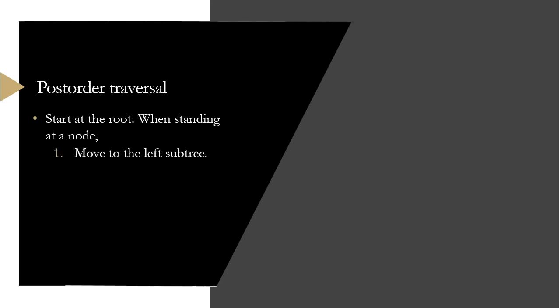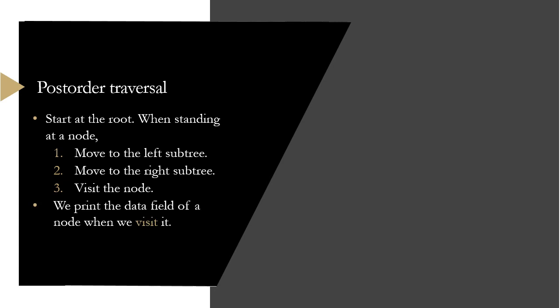Post-order traversal. Start at the root. When standing at a node: 1. Move to the left subtree. 2. Move to the right subtree. 3. Visit the node. We print the data field of a node when we visit it. The node is visited after the left and the right child, and the acronym that we use here is LRN, left right node.